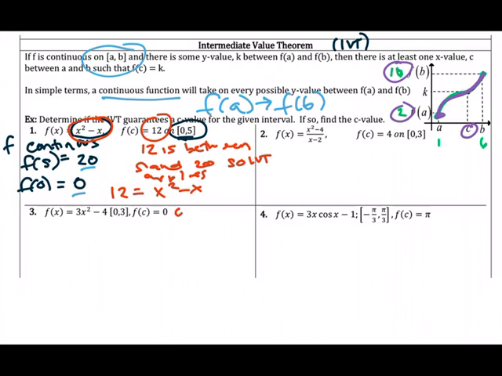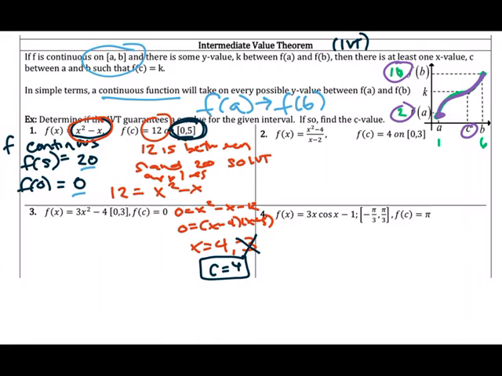And then we're going to get everything on the same side. 0 equals x squared minus x minus 12. We're going to factor. That's going to give us x equals 4 and negative 3. Now remember, our interval was from 0 to 5. So negative 3, even though it works here, isn't going to be the answer. The c value that we're looking for is 4 because 4 is within the interval. So make sure that the function is continuous on the interval we're talking about.